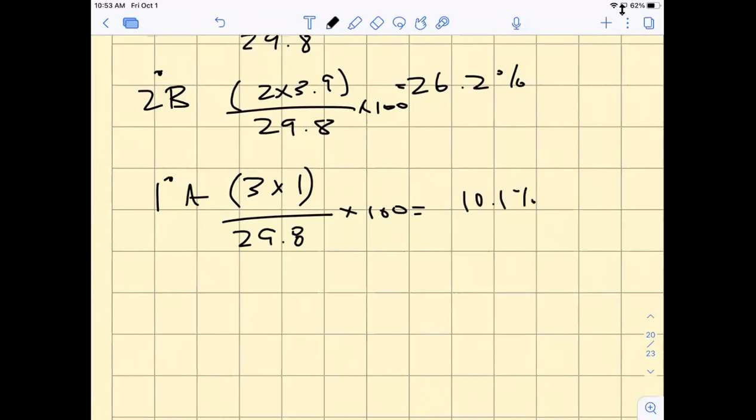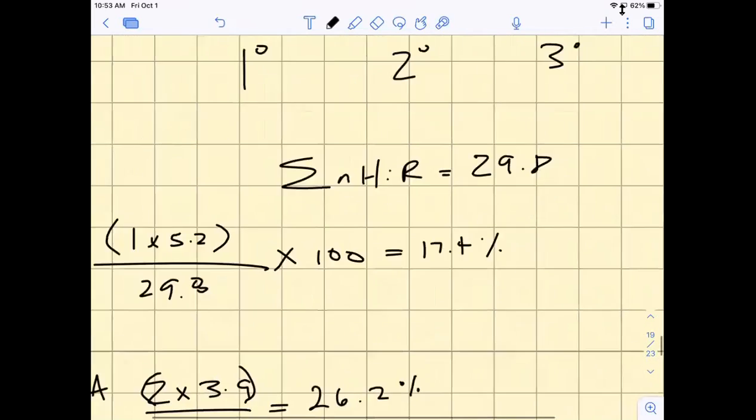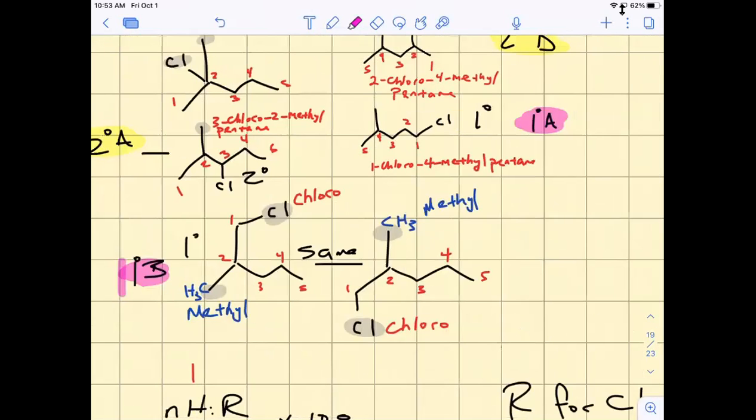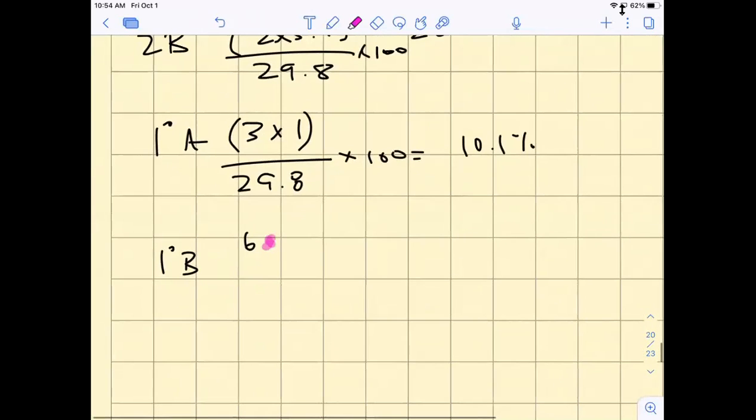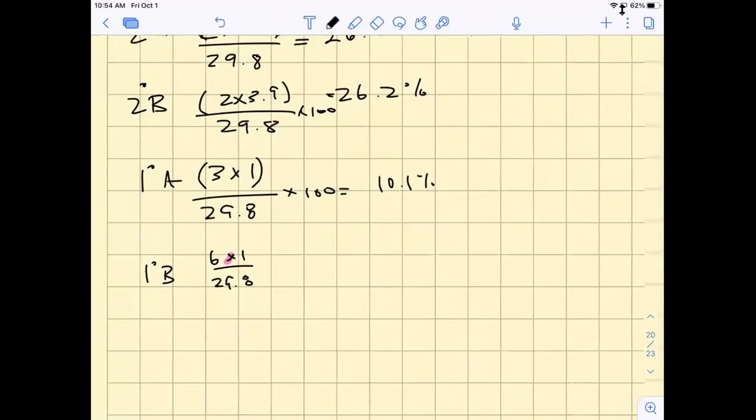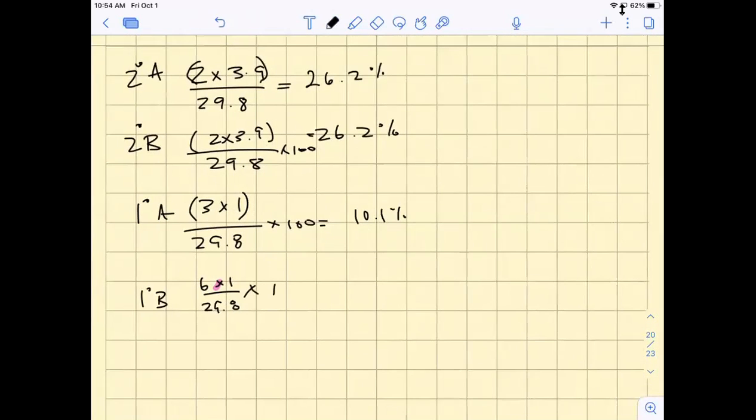And then for the other one, primary B, when I post the notes, I'm going to put the products next to this so you'll know what I'm talking about. For primary B, it's going to be 6 because it's two carbons. Remember that? You got a carbon here and a carbon here, and they're both CH3s. So that's 6 times 1 over 29.8 times 100. It's going to be close to 20%. What do you got? 20.1.